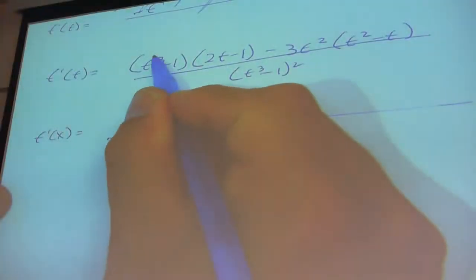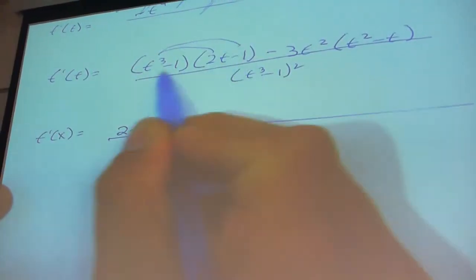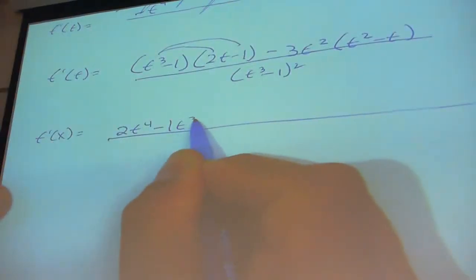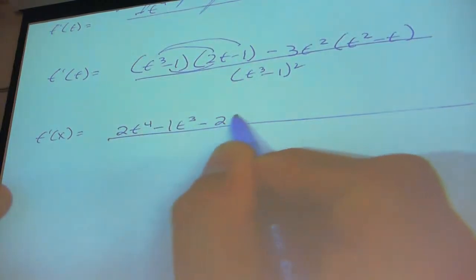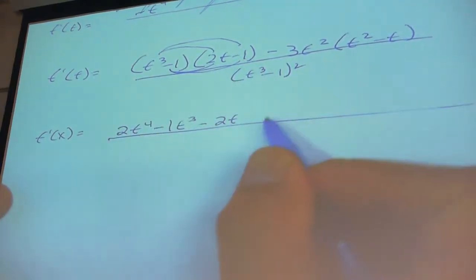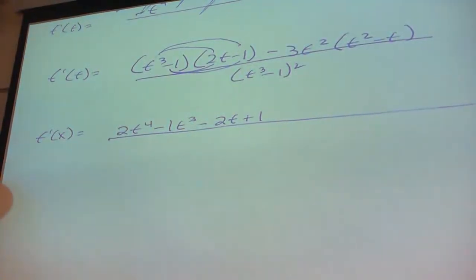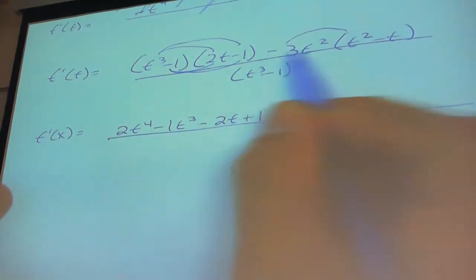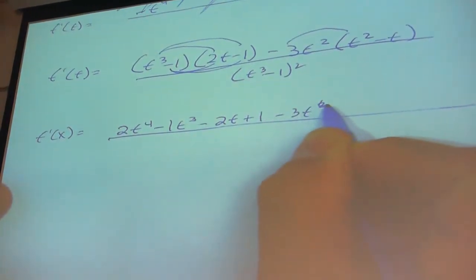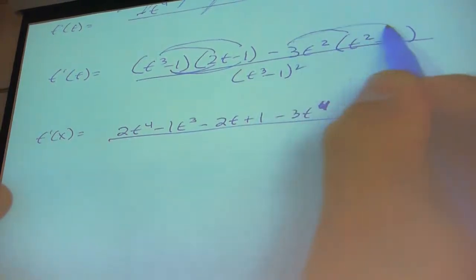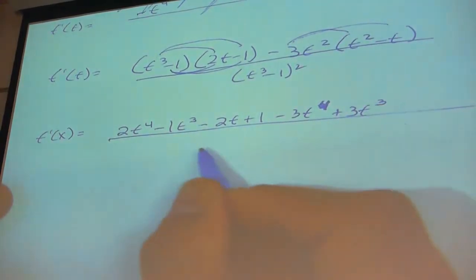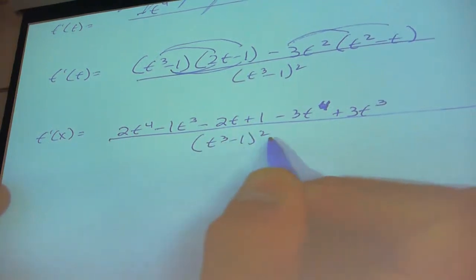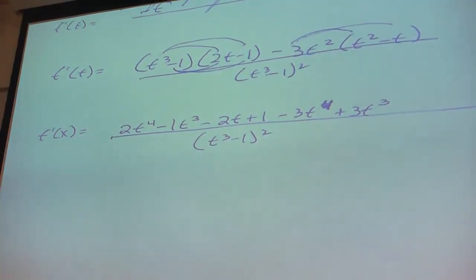Slowly, t cubed times 2t is 2t to the 4. T cubed times minus 1 is minus 1t to the third. Minus 1 times 2t is minus 2t. Minus 1 times minus 1 is plus 1. Again, all of you know how to do that. Be very, very careful. Negative times positive is negative 3t to the 4 plus 3t to the 3rd, all over t to the 3rd minus 1 squared.